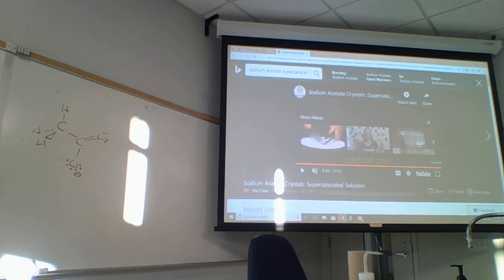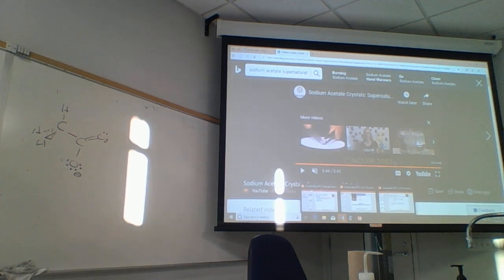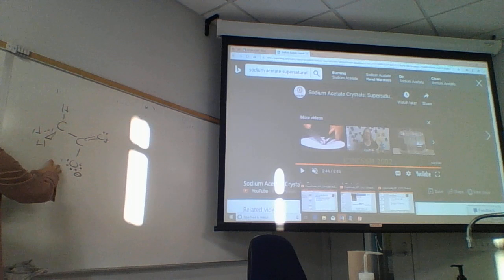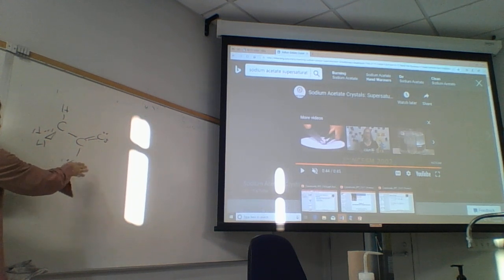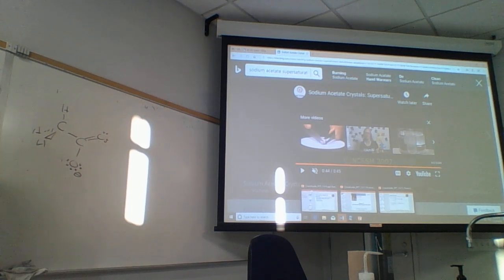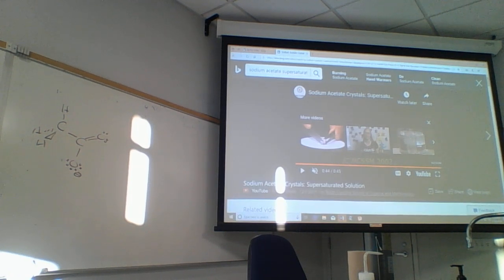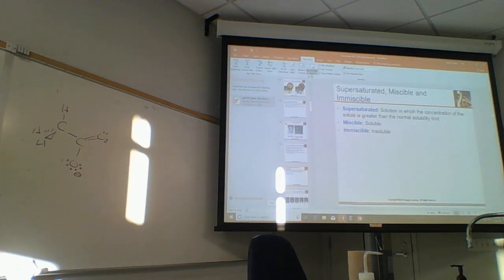Can you supersaturate anything? No. Some things are very difficult to supersaturate. For example, if this were sodium chloride, it's extremely difficult to supersaturate sodium chloride because chloride ions are just spherical. Acetates have this odd shape. So things that have odd shapes like this are easy to supersaturate because the crystals are hard to grow. The initial baby crystals are hard to grow. That is, they're hard to nucleate.